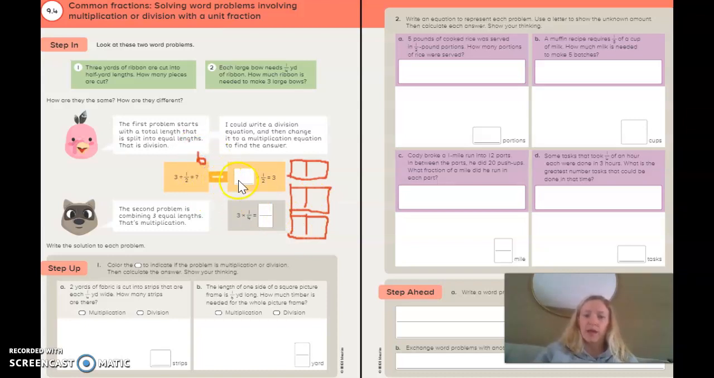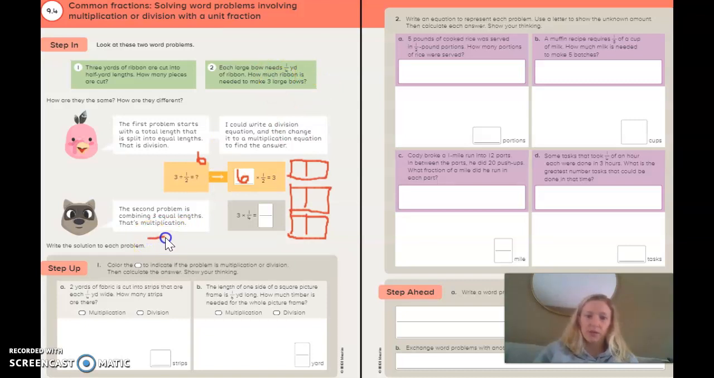Or you can think about it as what times 1/2 equals 3. Okay, 6 would also work here. Okay, moving on to the second story problem. It says the second problem is combining 3 equal lengths. That's multiplication. Okay, so it's giving you 3 equal lengths of 1/4.